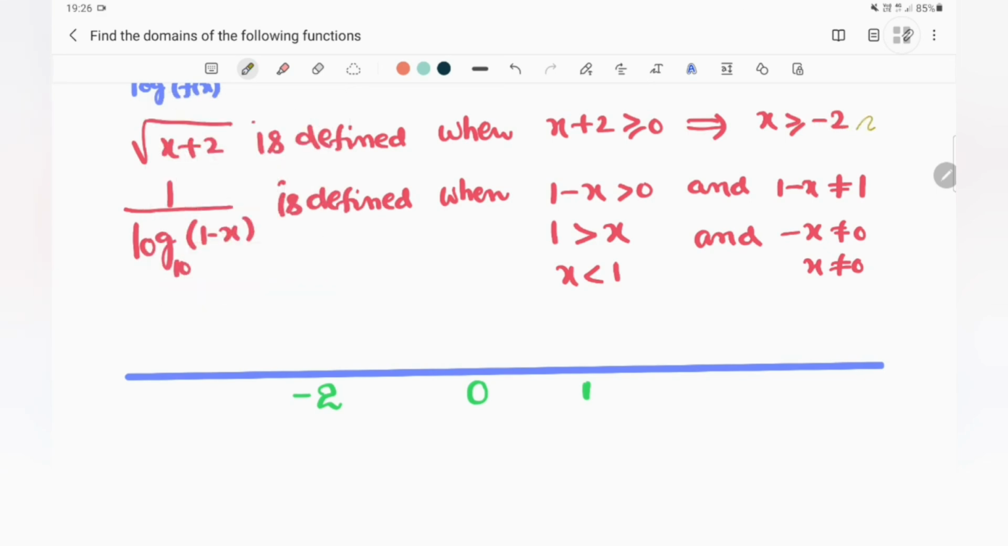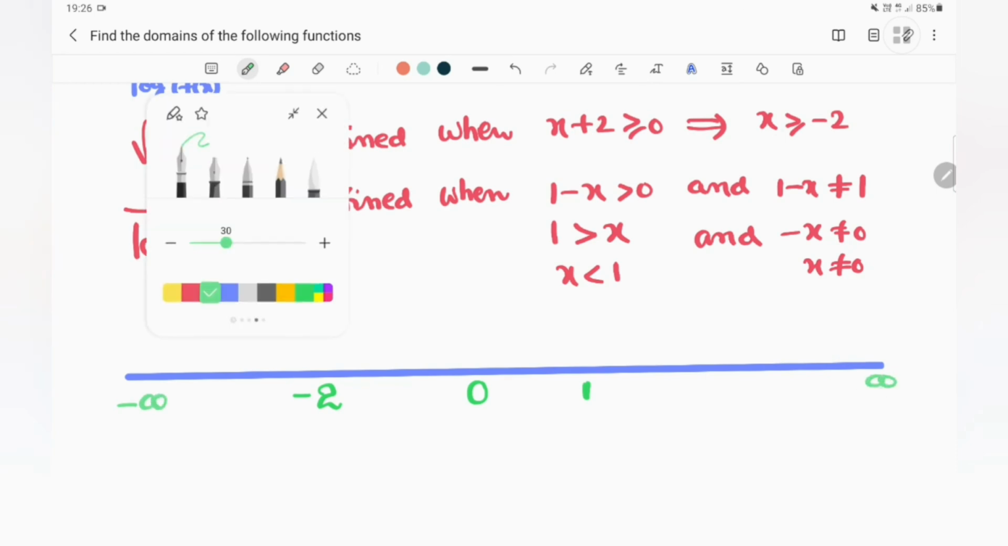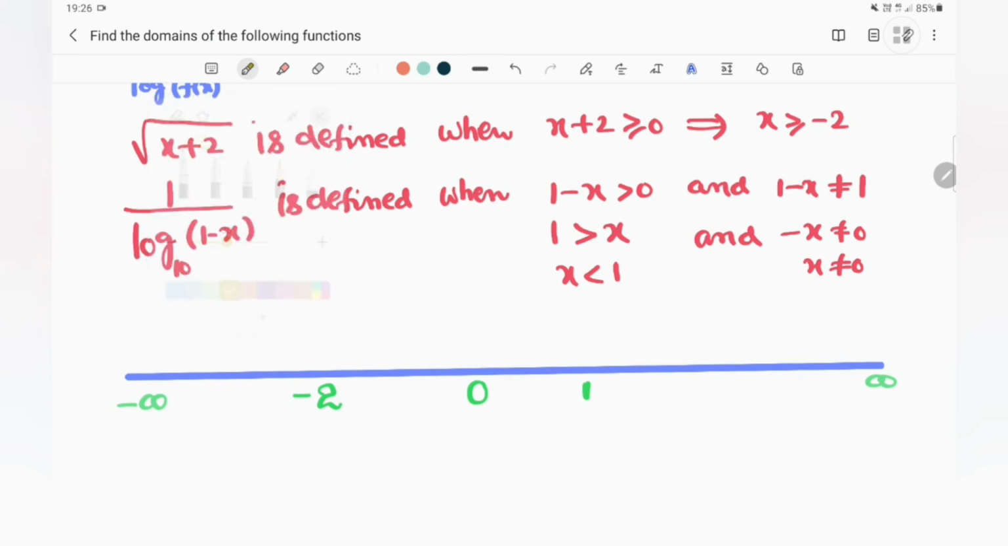Yeah, x is greater than or equal to minus 2. And one more important thing I forgot to write, that this is minus infinity, this is plus infinity. X is greater than or equal to minus 2, that value we will write it. X is greater than or equal to minus 2 means x is equal to minus 2 and up to infinity. This is x is greater than or equal to minus 2 and x is less than 1, that means from here to here. This is x is less than 1 and in that also x should not be equal to 0. So, x not equal to 0 means from here to here.